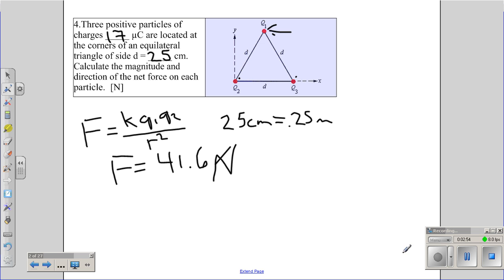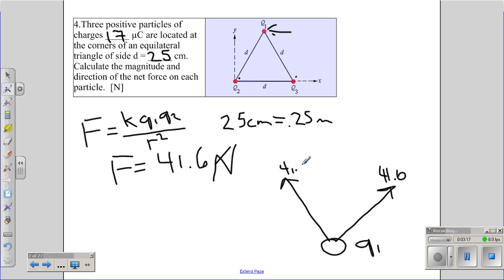So now we can imagine Q1, this is our charge, and it feels a force in this direction of 41.6, and similarly, a force of 41.6 in this other direction.